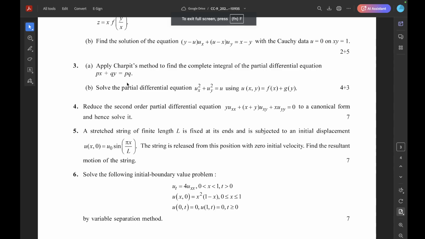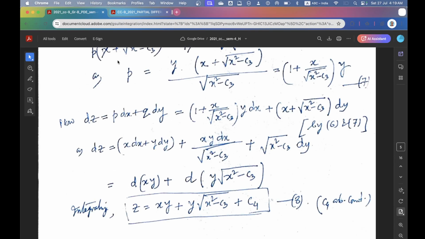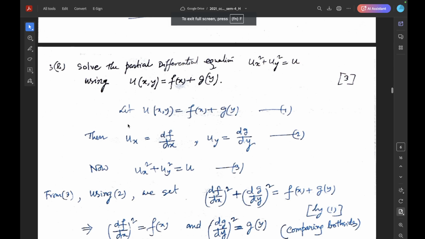Next question, question 3b. Solve the partial differential equation ux square plus uy square equal to u using u(x,y) equal to f(x) plus g(y). Let u(x,y) equal to f(x) plus g(y). So ux means d/dx of f, and uy equal to d/dy of g. This is the total derivative d/dx because f is a function of the single variable x, so not del x. Similarly, g(y) is a function of the single variable y, so uy equal to d/dy of g.